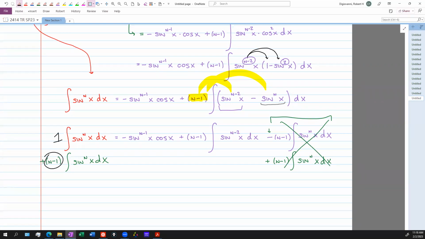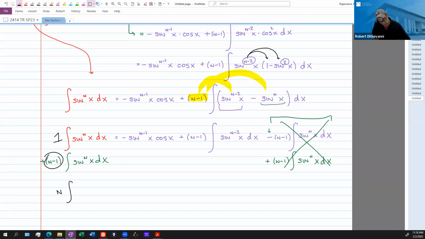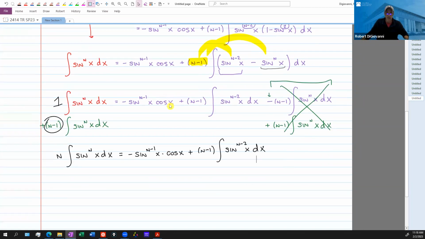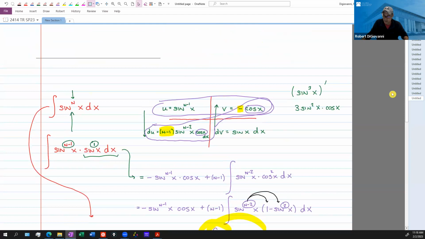N of them. So I have n of these integrals that I'm interested in is equal to negative sine to the n minus 1 of x times cosine of x plus n minus 1 of these integrals, which are a little different, right? This is to the n minus 2 instead of just n. And there's one more step. Get rid of this n by dividing by n everywhere. Divide that by n, divide this by n. And if you do that step, you will get this.